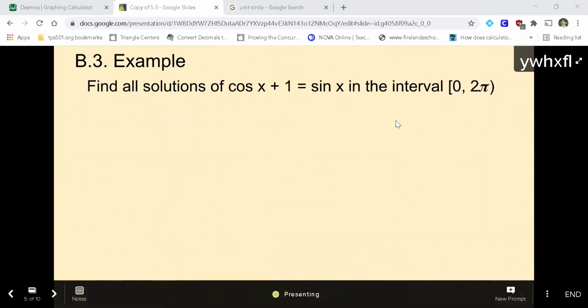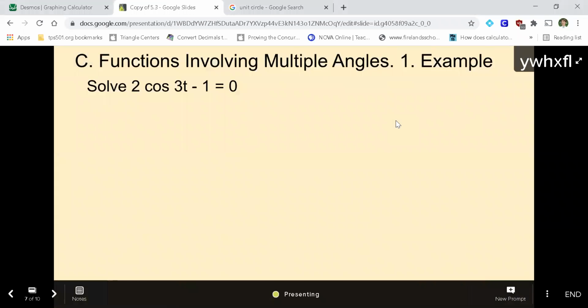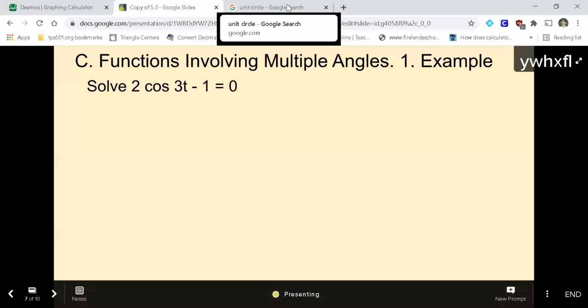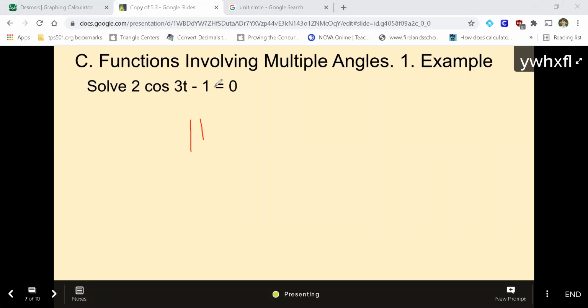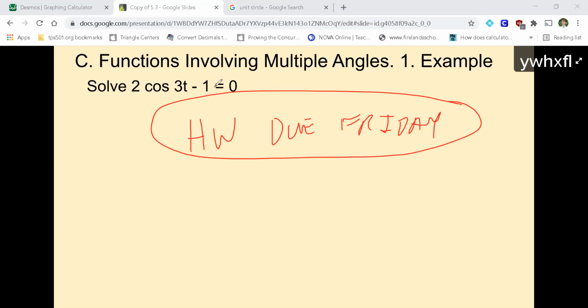Okay. Let's see. Oh gosh. Oh no. That's really disappointing. I really want to do this example. We have 4 minutes, and this is an important example. Ugh. Okay, here's what we're going to do. I'm going to extend the homework. So the homework is not going to be due till Friday instead of tomorrow, because I do want to talk about multiple angles.